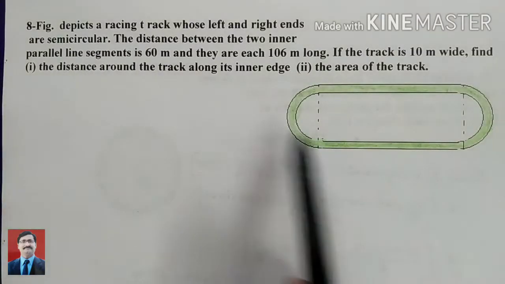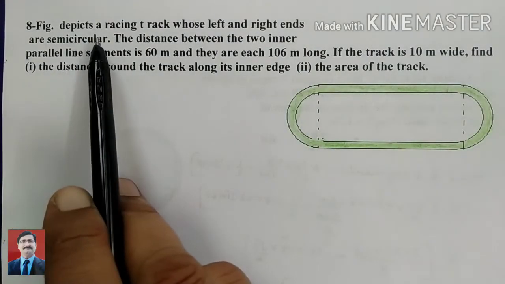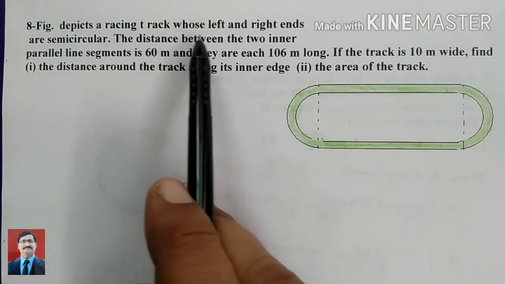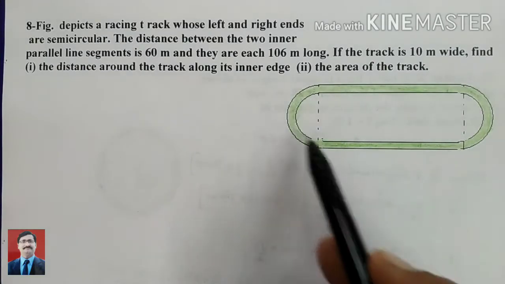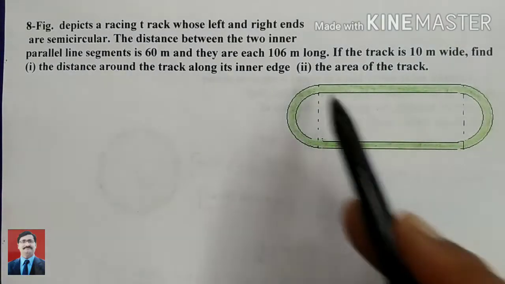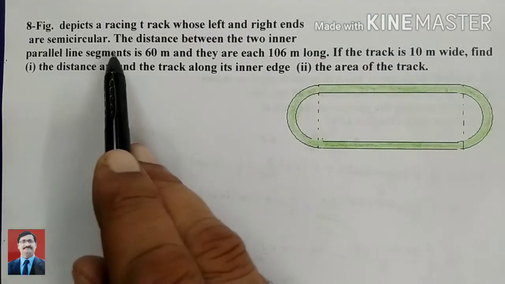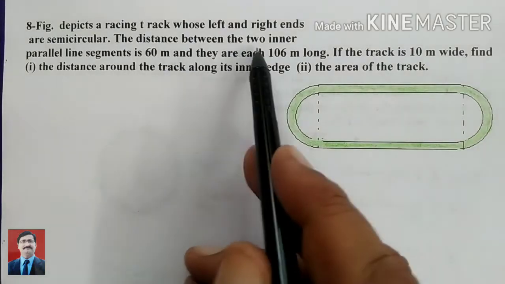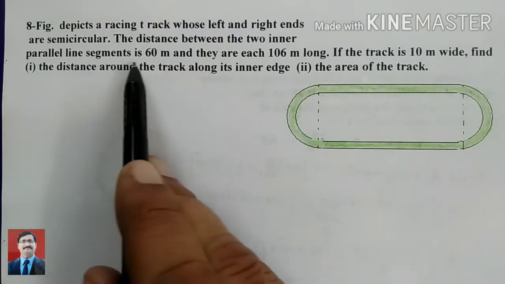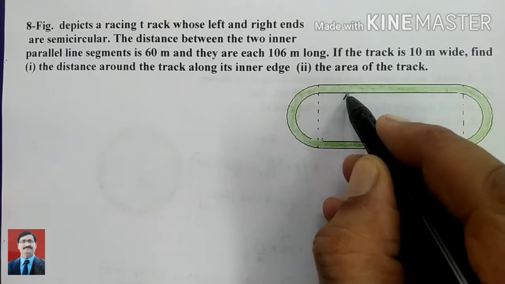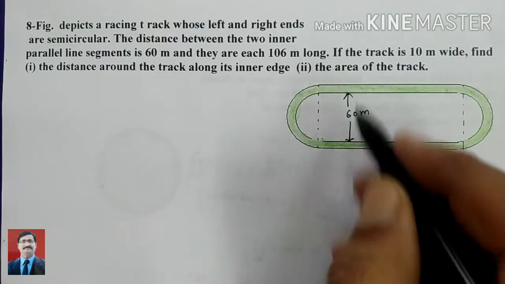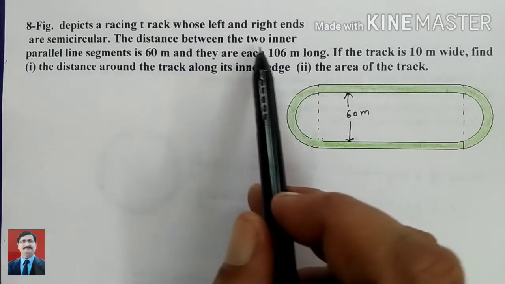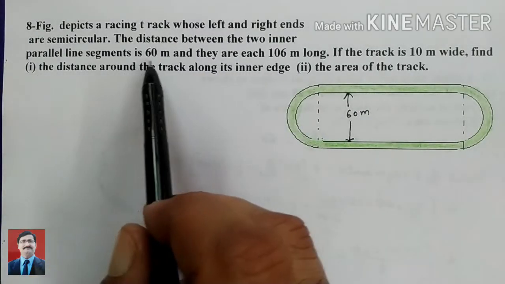Look here, this figure depicts a racing track whose left and right ends are semicircles. The distance between the two inner parallel line segments is 60 meters. So this distance is given to us as 60 meters.